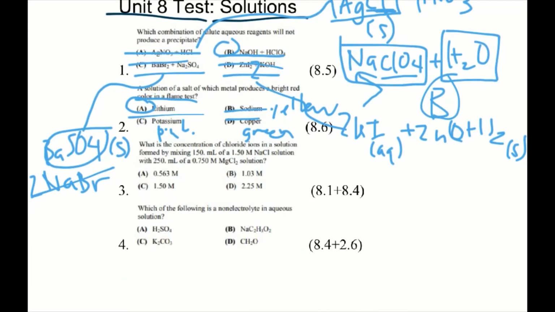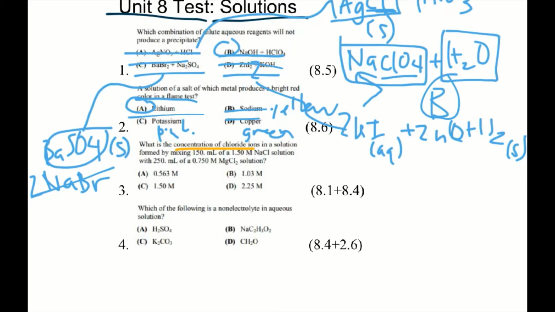What is the concentration of chloride ions in a solution formed by mixing 150 mL of a 1.50 molar sodium chloride solution with 250 mL of a 0.750 molar magnesium chloride solution? So the concentration of chloride ions will definitely come from the Cl's in either of these. So we need to figure out how to do this problem. We need to figure out the concentration of chloride ions. Now, how do we do that?